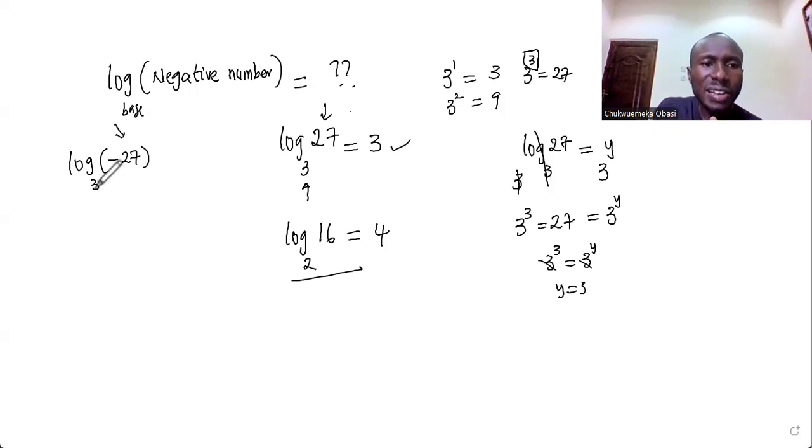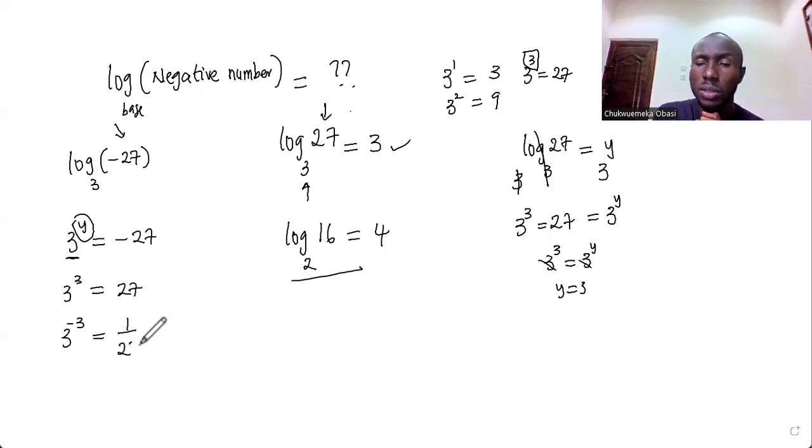Now, 3 raised to what power would give you negative 27? Is it possible to raise 3 to a certain number to get a negative result? Is it possible to raise a positive number to any power so that you get a negative number? Let us see. 3 raised to power 3 will give us 27 and not negative 27. What if the power here is negative? 3 raised to power minus 3 will still not give us negative 27. Rather, it will give us 1 over 27.